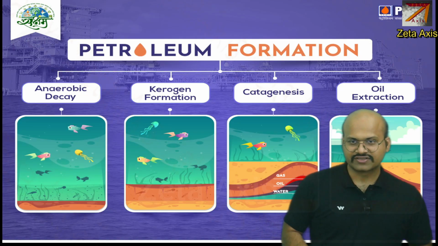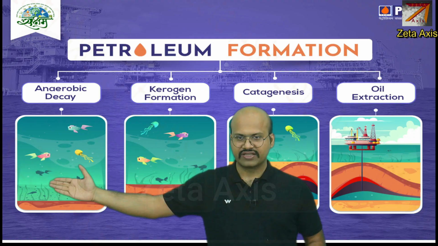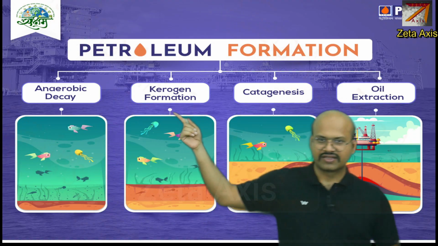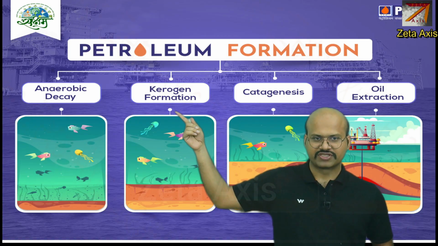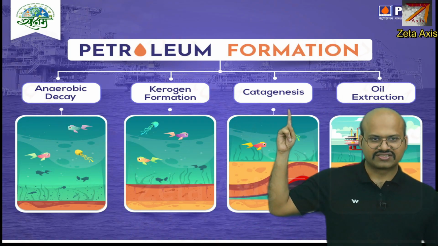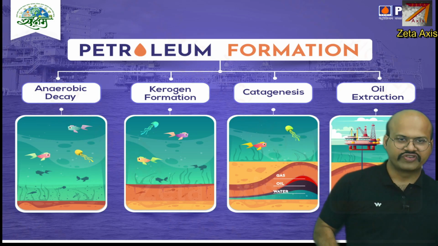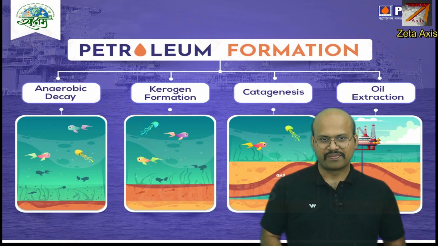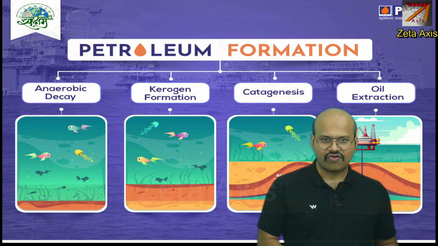Here is the process. There is an anaerobic decay. The marine organisms die and there is a slow anaerobic decay. Then comes kerogen formation, which is a thick wax-like material. Then it goes through catagenesis and forms oil, which is then extracted. This is how the whole cycle is completed, from marine organisms to the formation of oil.